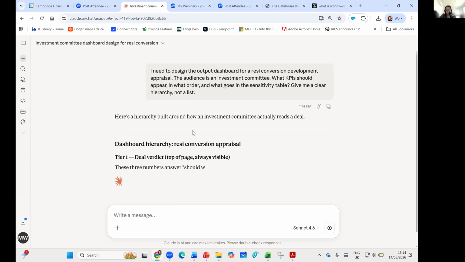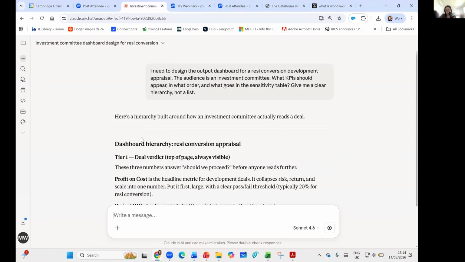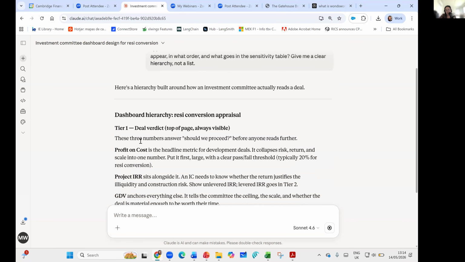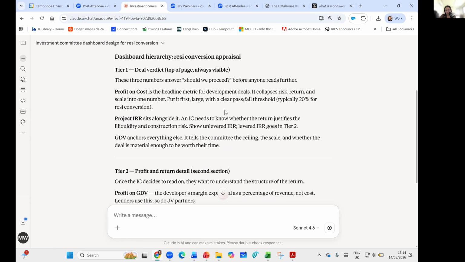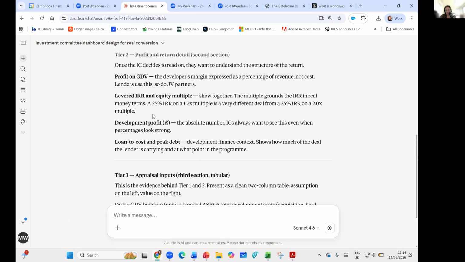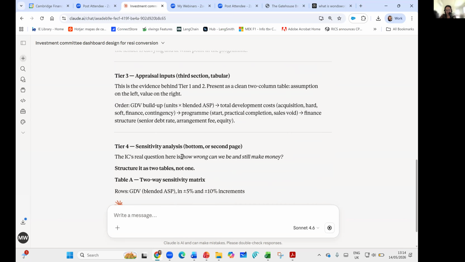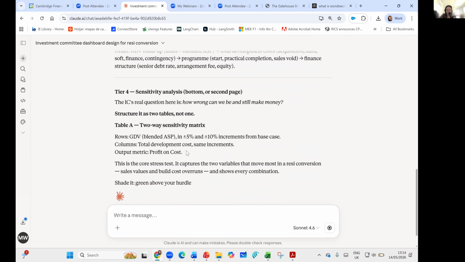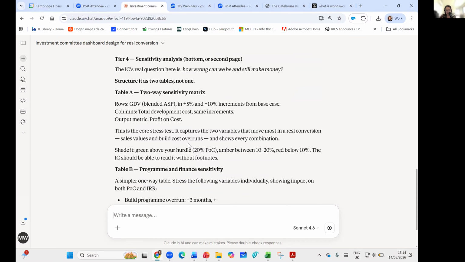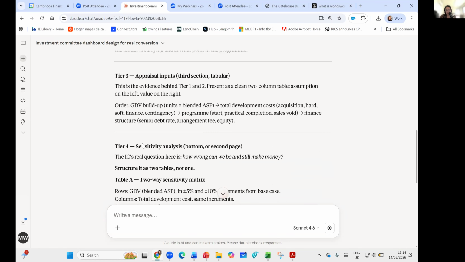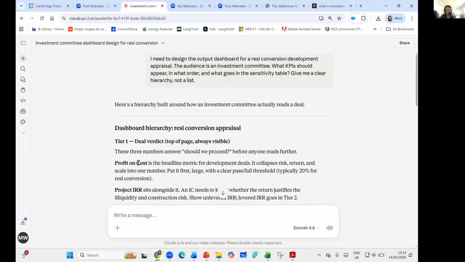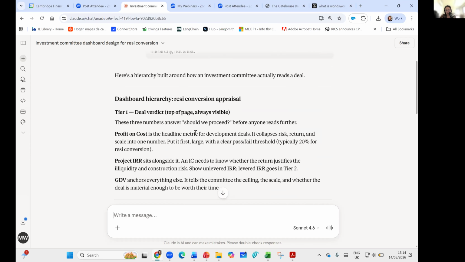And then what's going to happen is that Claude is going to give you some answers. Okay, it's all well, but actually what we want is for them to stress test this particular case, right? So, okay, do I agree with it? Let's read a little bit and say, okay, so the very top of page, always visible. These 3 answer the question, should we proceed? Okay, so when do you need to proceed?